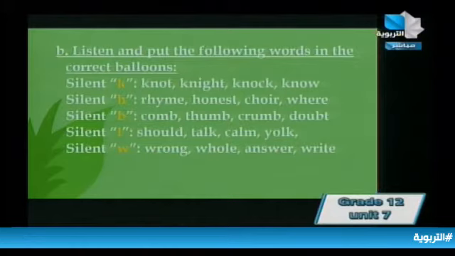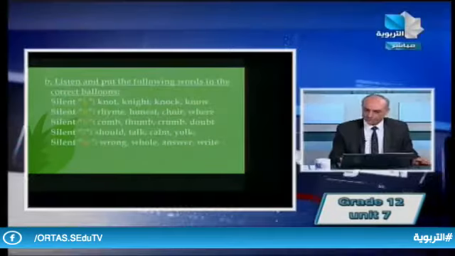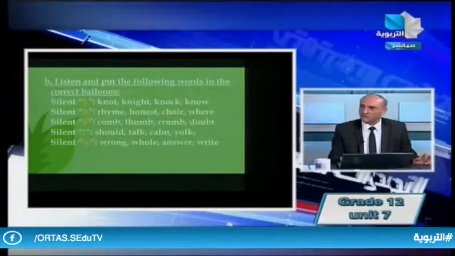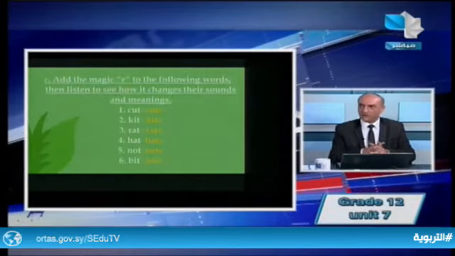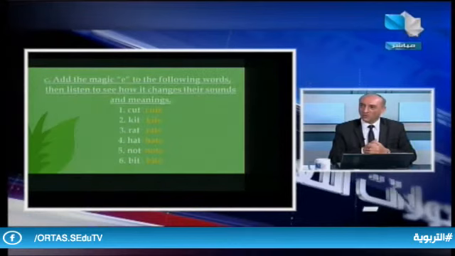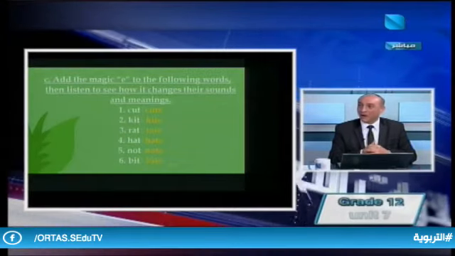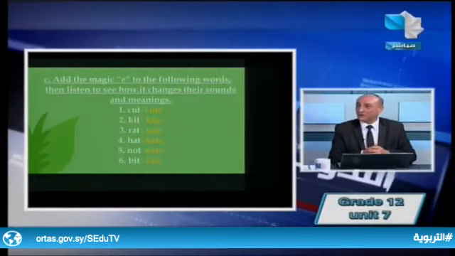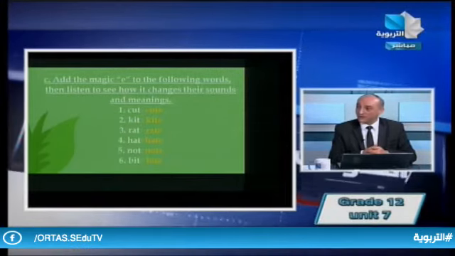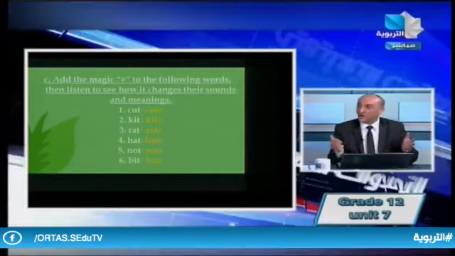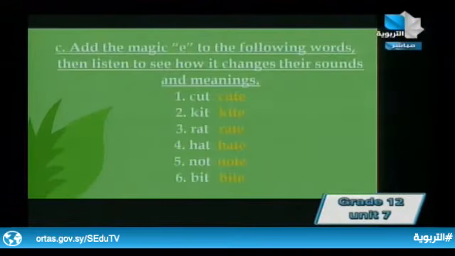Thank you very much. Now we have another exercise, Mr. Hussein. Exercise C is about adding the magic E. We call it magic E because it changes the word, the meaning, and sometimes the pronunciation of the word.